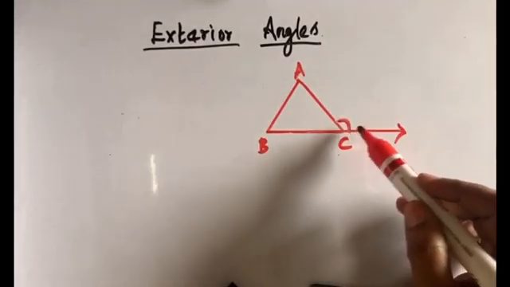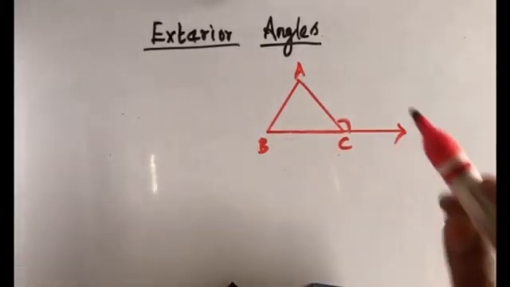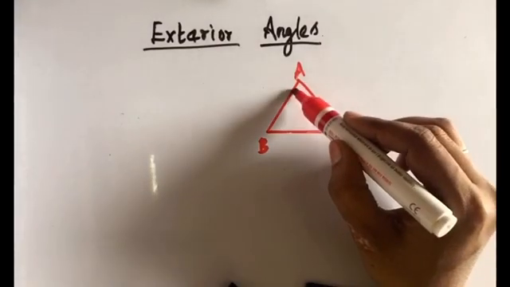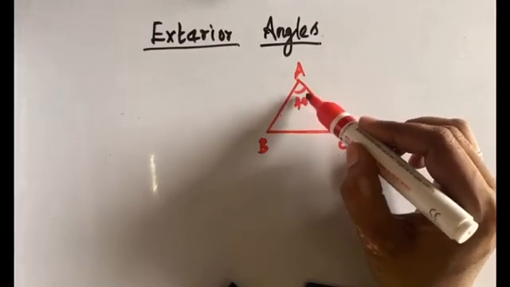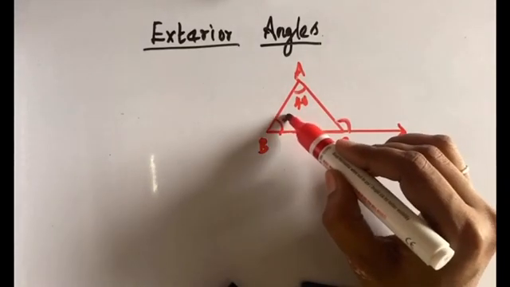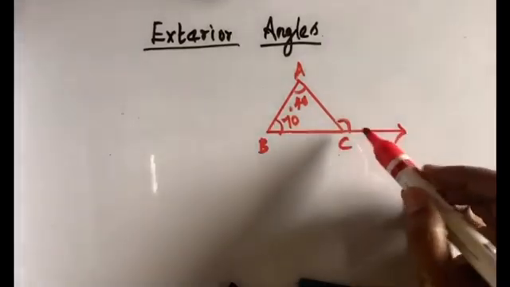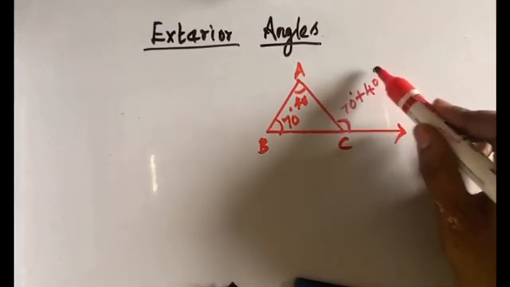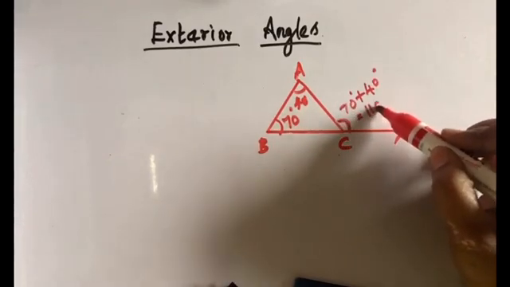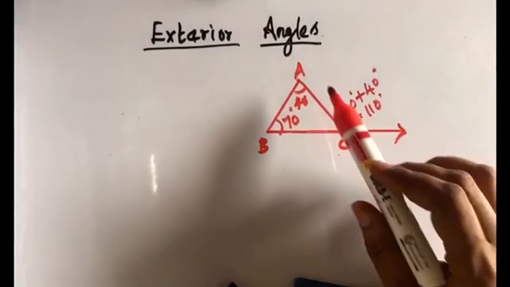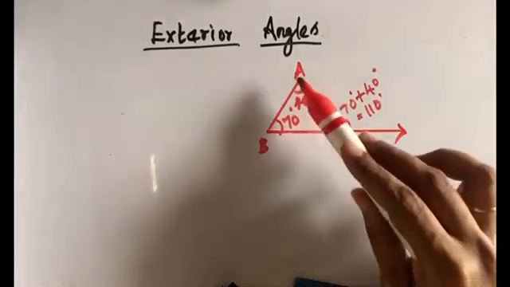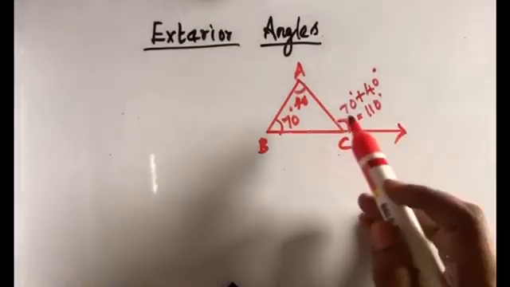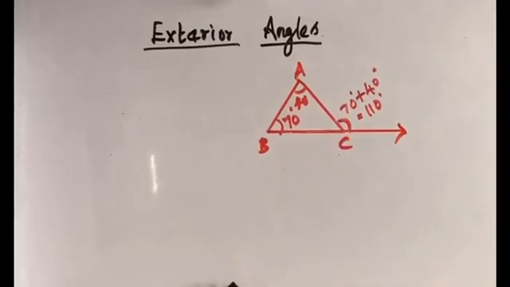What is the measure of this angle? The measure of this angle is the sum of the interior opposite angles. For example, if this angle is 40 and this angle is 70, this exterior angle is 70 plus 40, that is equal to 110 degrees. That is, the sum of the interior opposite angles is equal to the exterior angle. So, we can find this angle with this property.